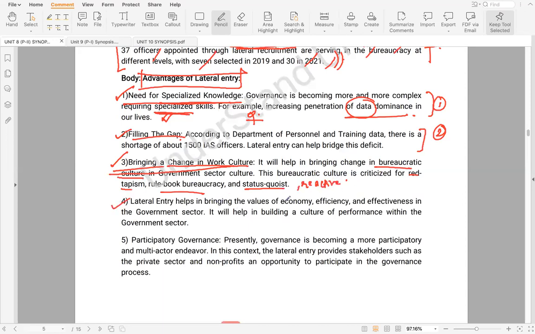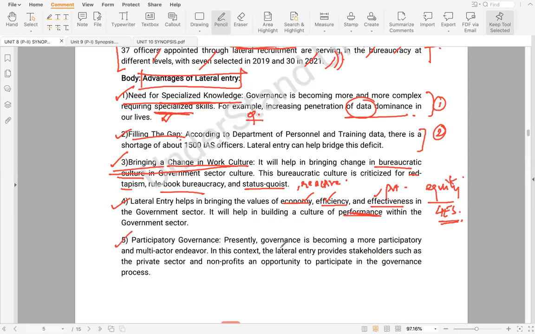Lateral entry helps in bringing the values of economy, efficiency, and effectiveness in the government sector. This is something that can be brought about by the private sector, and then the government sector has the ethos of equity already, right? So you complete the 4 E's. Fourth, it will help in bringing a culture of performance within the government sector.